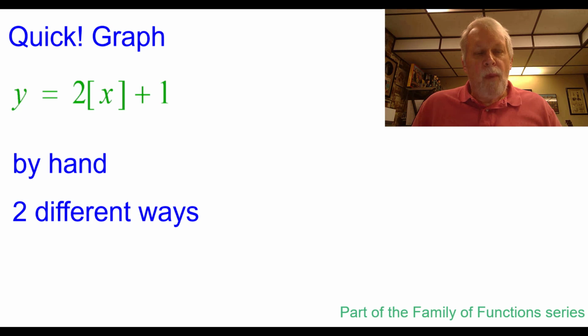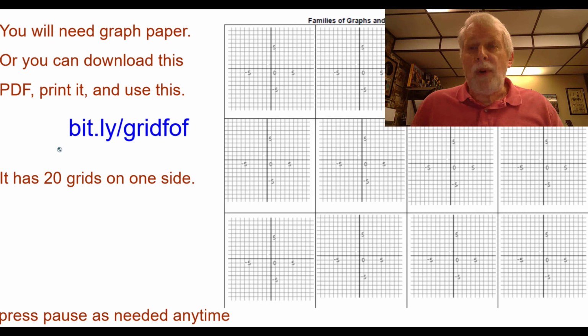Quick. Graph y equals 2 times the greatest integer of x plus 1 by hand 2 different ways. This is part of the Family of Functions series. You will need graph paper, or you can download this PDF and print it. Press pause as needed anytime during this video.